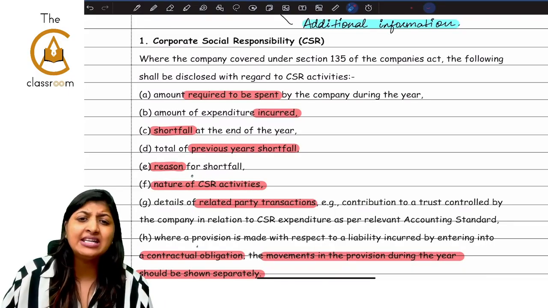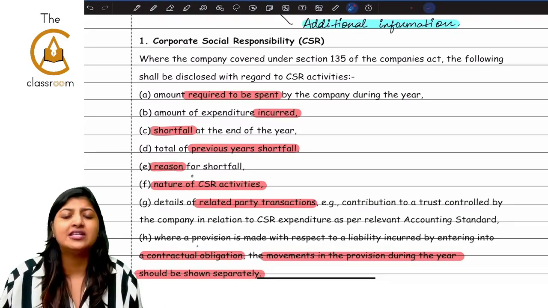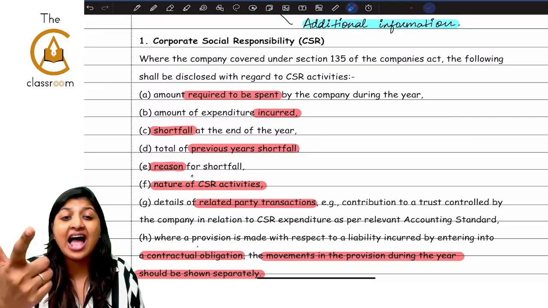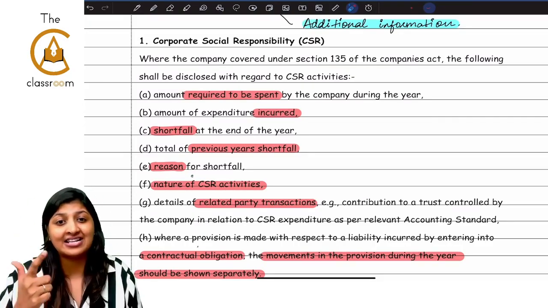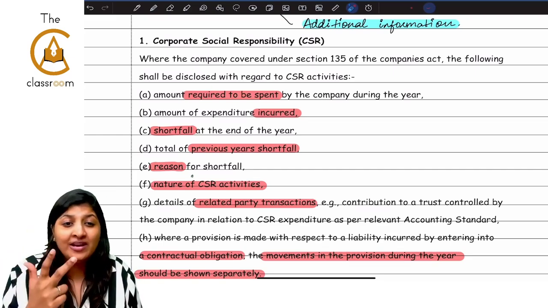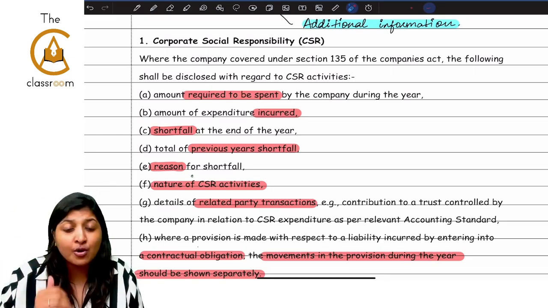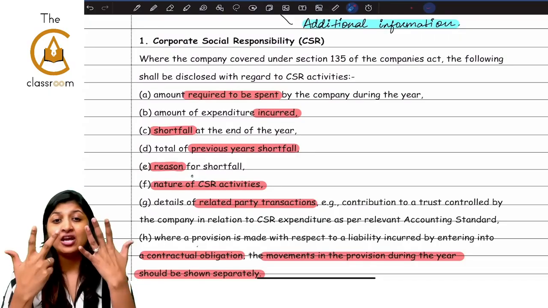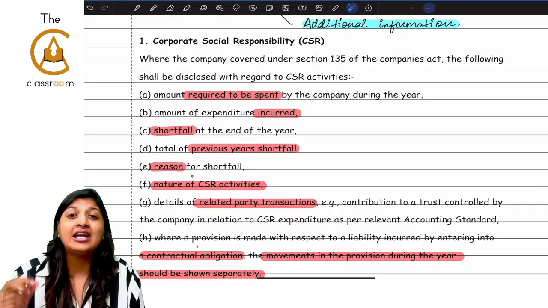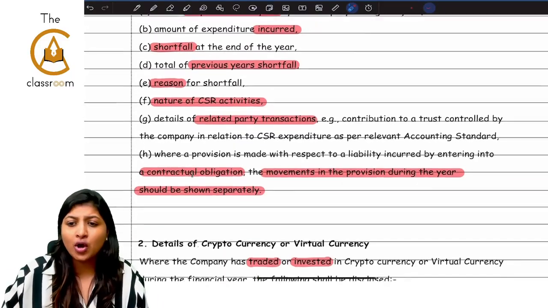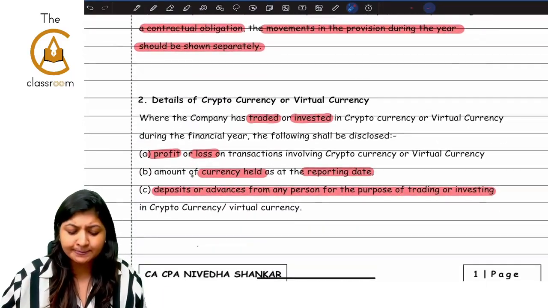Now, each and every person can do CSR activities in different ways. What is the nature of CSR activities? Have you entered into any related party transactions in respect of CSR? Please mention that. Third is, if there is any contractual obligation, then we should be able to see the movements in the provisions which have been created during the year. Please mention that also separately. So, these 8 points, if you write, you are going to get the full marks, guys. This is with regard to corporate social responsibility.